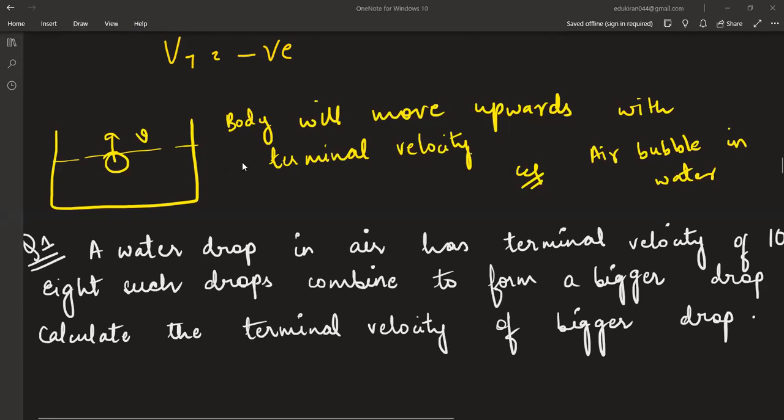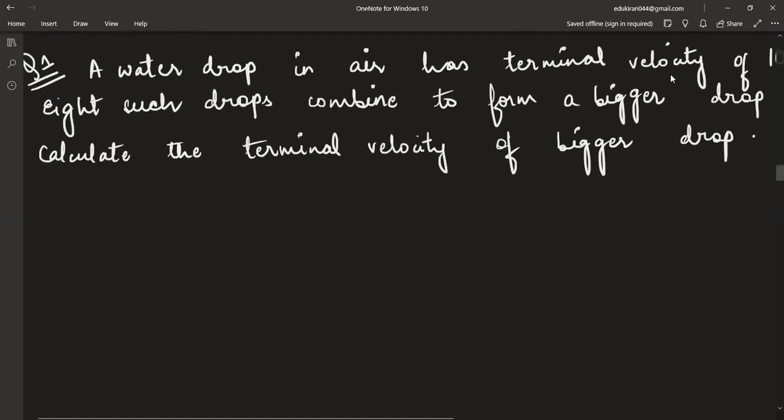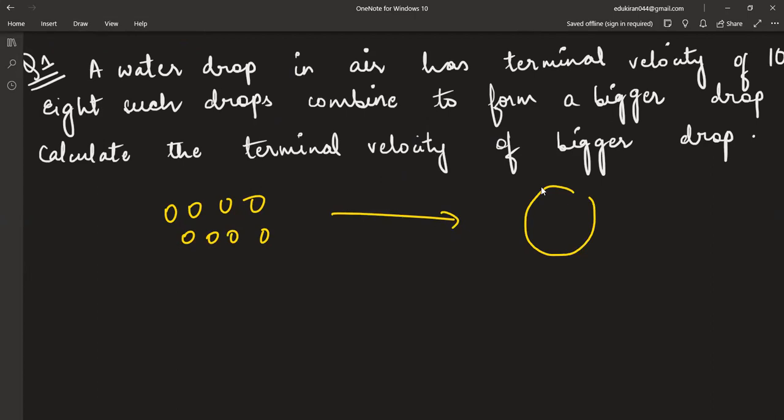Yes, so this question says a water drop in air has a terminal velocity of 100 meter per second. 8 such drops combine to form a bigger drop. You have to find out the terminal velocity of the bigger drop. So the terminal velocity of the smaller drops is given, and the terminal velocity of the bigger drop is to be calculated. It's like these 8 drops are combining and forming one bigger drop.